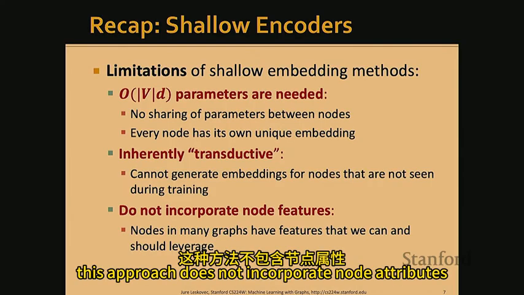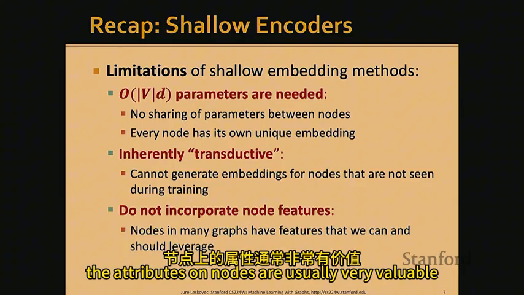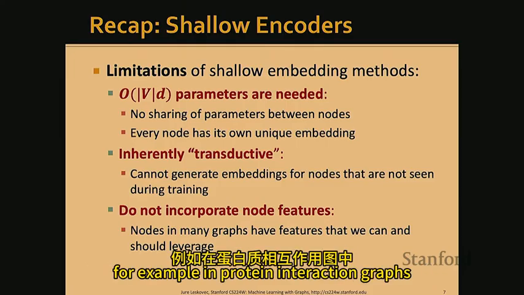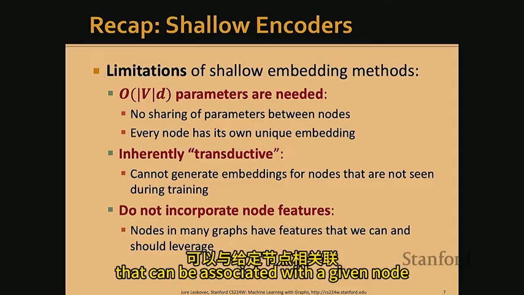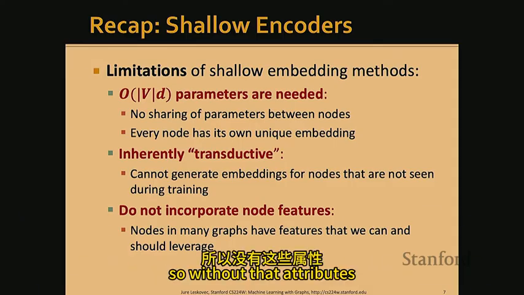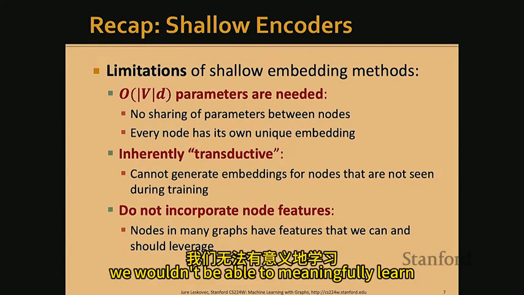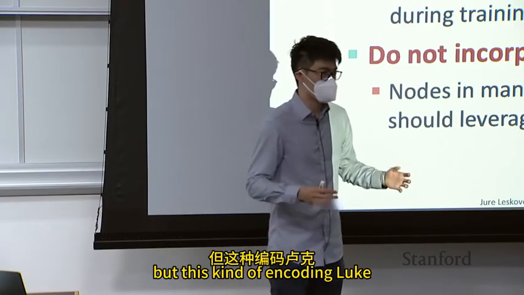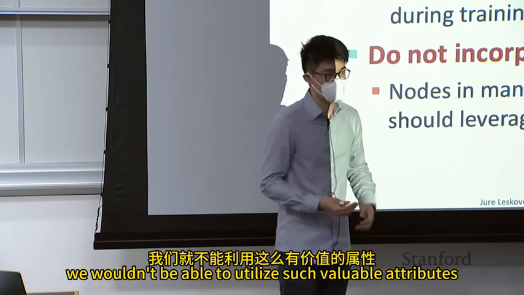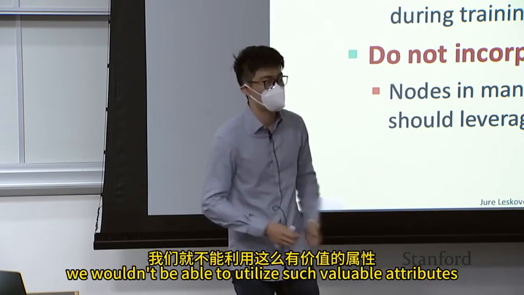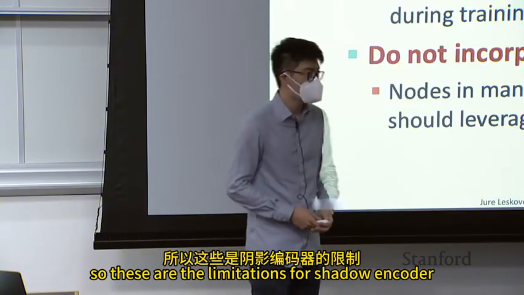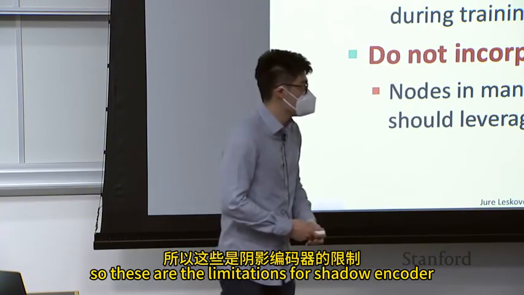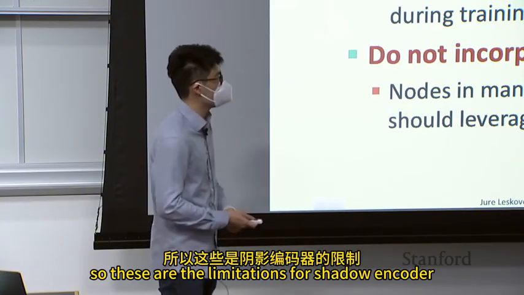And lastly, this approach does not incorporate node attributes. In real-world graphs, the attributes on nodes are usually very valuable. For example, in protein interaction graphs, we have a lot of protein properties that can be associated with a given node. Without those attributes, we wouldn't be able to meaningfully learn from a network. But with this kind of encoding, embedding lookup, we wouldn't be able to utilize such valuable attributes. So these are the limitations of the shallow encoder.